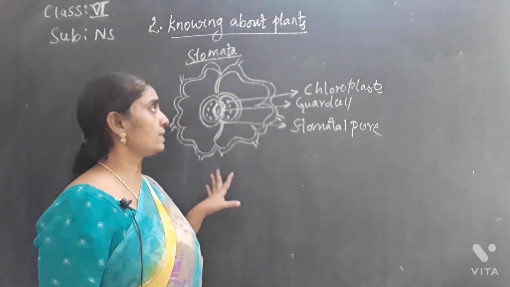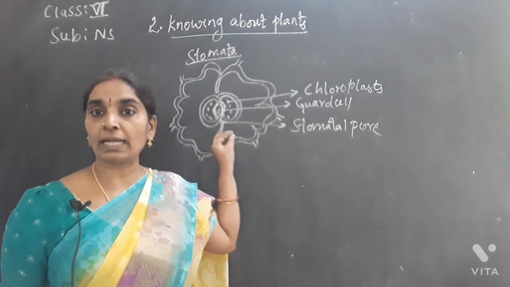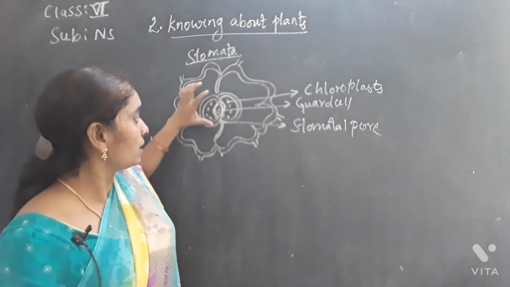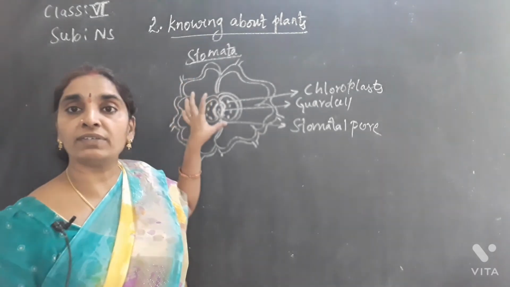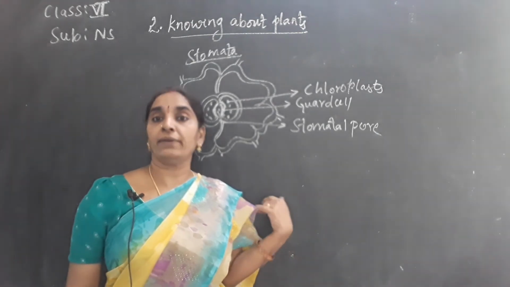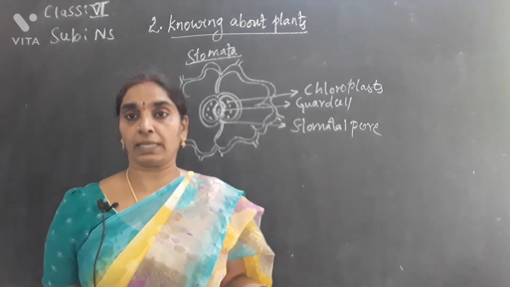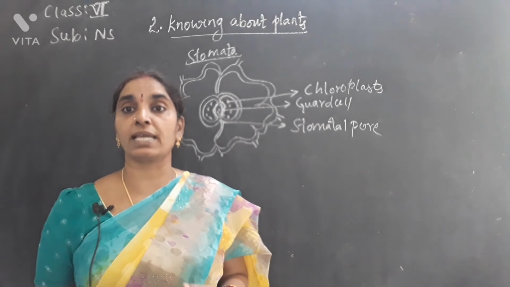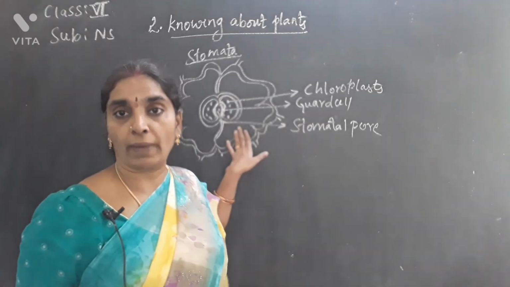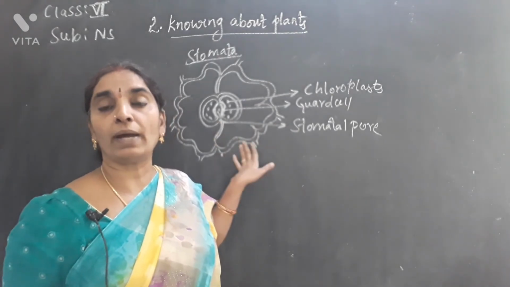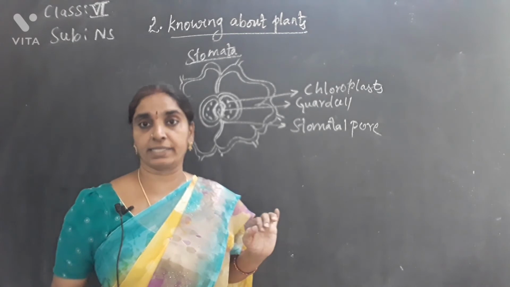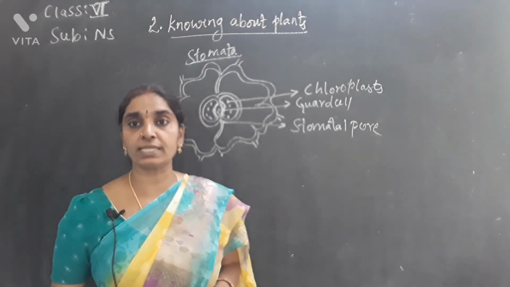Okay. So, in this question it is asked about the stomatal pore, that is the part of the stomata which takes in the carbon dioxide from the atmosphere and releases the oxygen into the atmosphere. This exchange of gases takes place in the leaves through the organ called stomata. So stomata is an important organ for respiration in plants. Okay children, hope you have understood this answer very well.